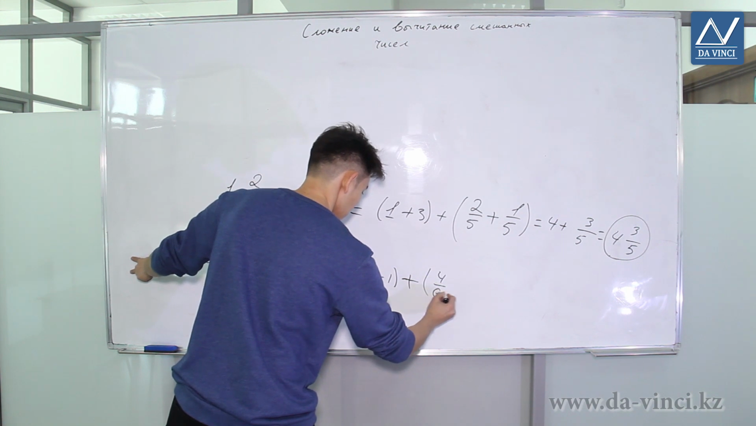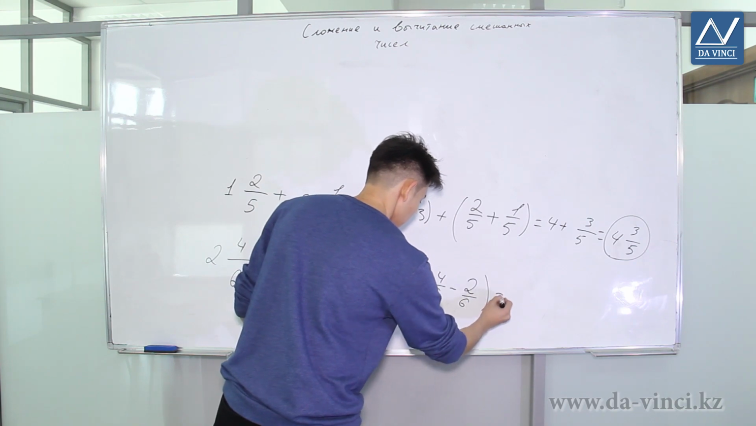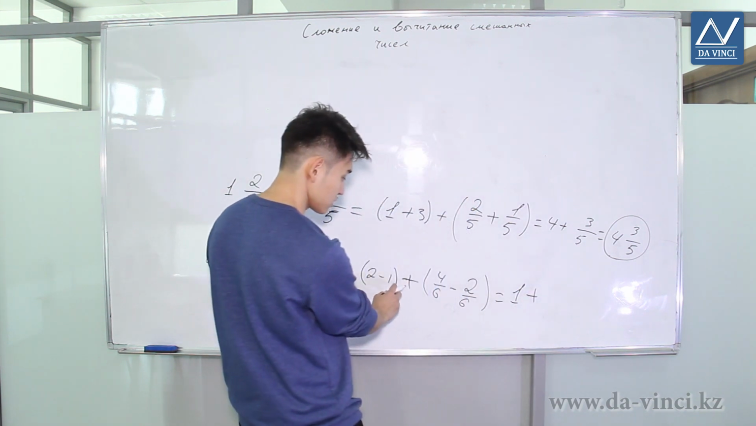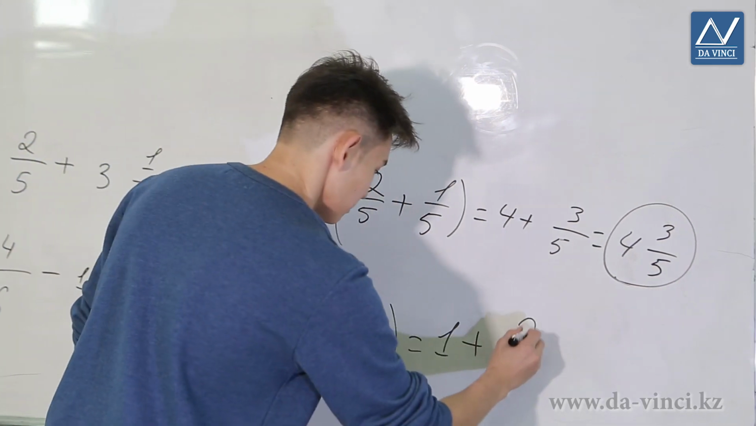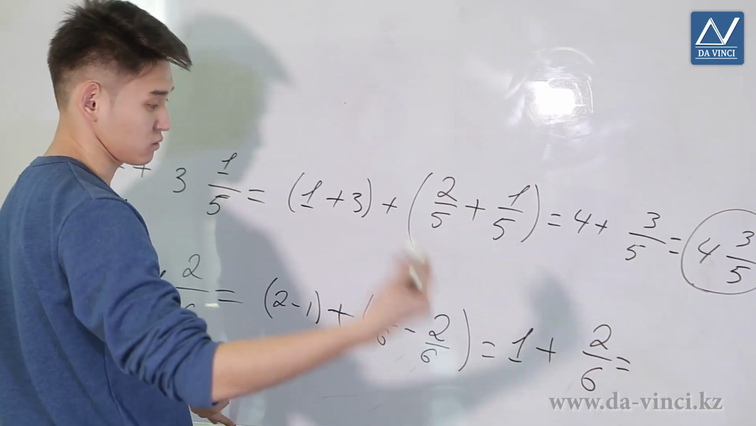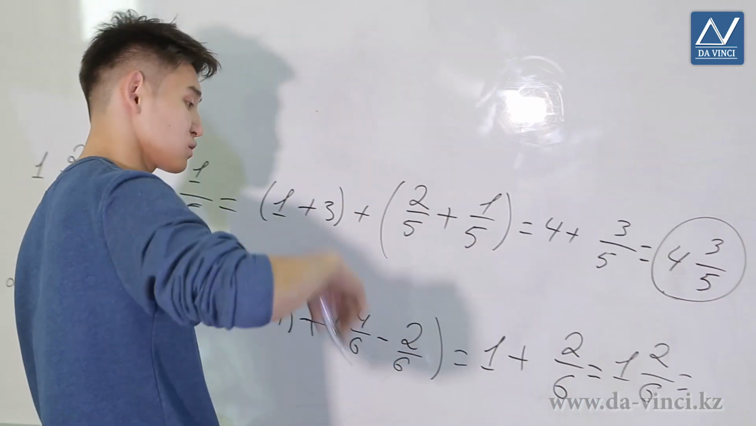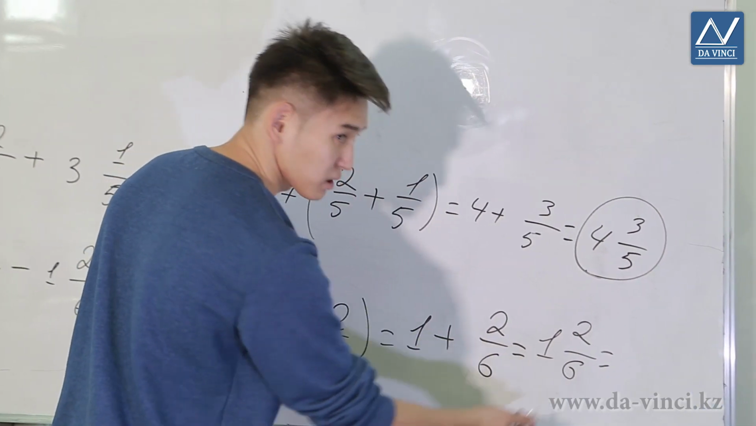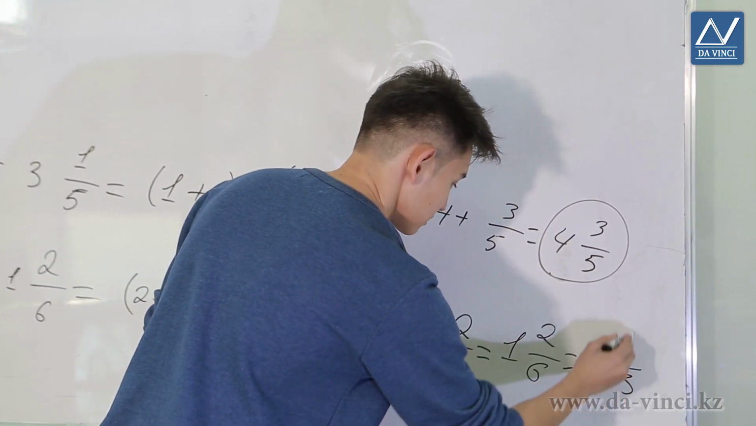4/6 minus 2/6 is equal to 2 minus 1, 1, plus, because there is a plus, 4/6 minus 2/6, 4 minus 2, 2. The denominator doesn't change, 2/6. And as we know from the last lesson, it can be written as 1 and 2/6. And as we have learned in the lesson even before the last one, such a fraction can be reduced. We reduce the numerator by 2, and we also reduce the denominator by 2, 1 and 1/3.